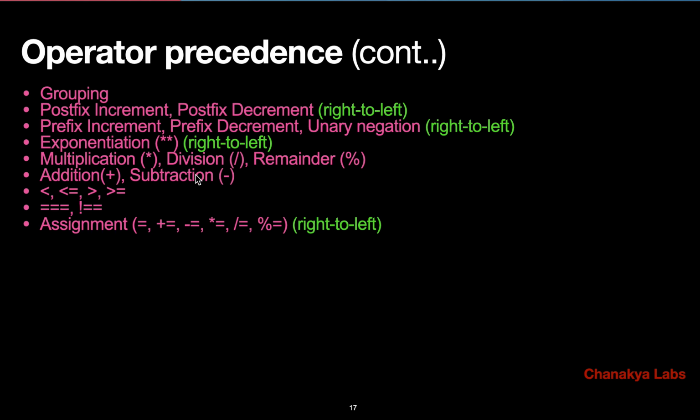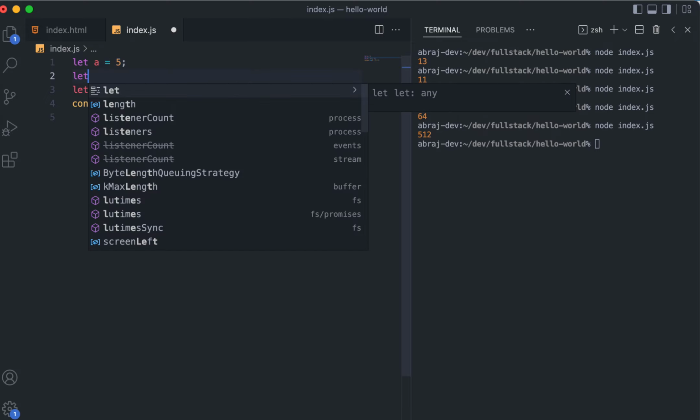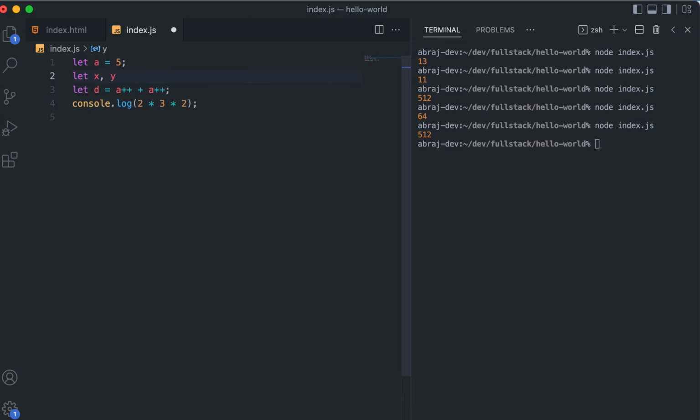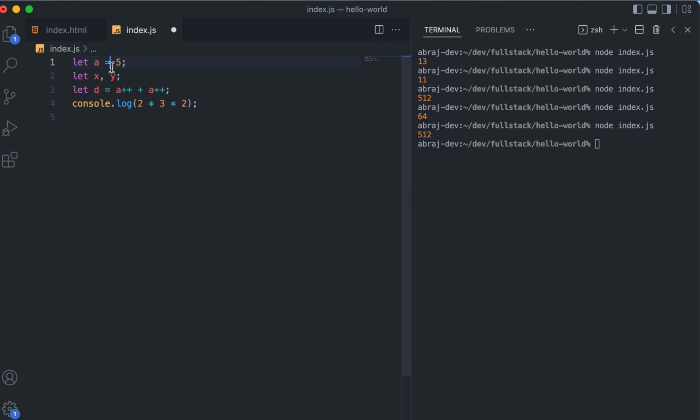Now multiplication will be left to right, which means that in this case, firstly 2 into 3 will be evaluated, and then that will be multiplied. The answer will be the same, that is fine, but you should know how it evaluates. See why that is important, because let's say I have new variables, x and y, okay, I'll come back to that after some time. There is something called chained assignment. So let's look at it.